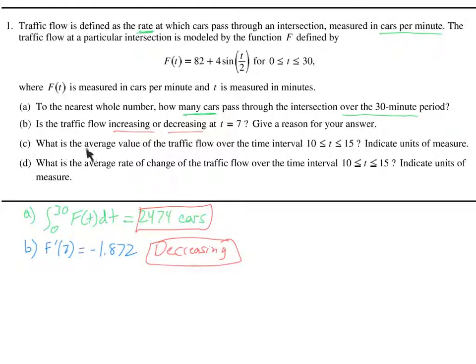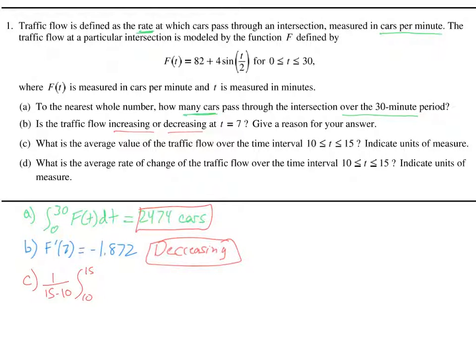All right, what is the average value of the traffic flow over this interval? Indicate units and measure. So I'm averaging traffic flow, so we have to do the integral for averaging. The average is 1 over the interval. And isn't the interval 15 minus 10? So we're going from 10 to 15.